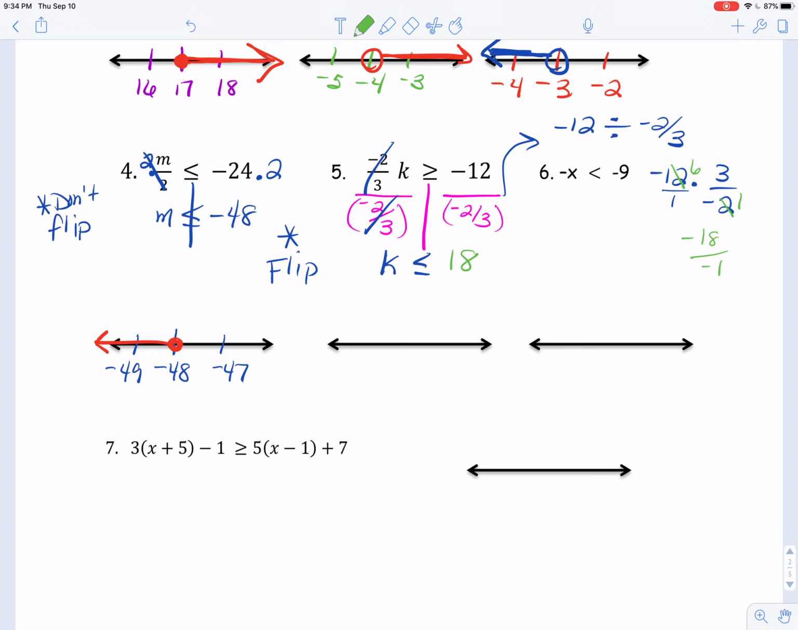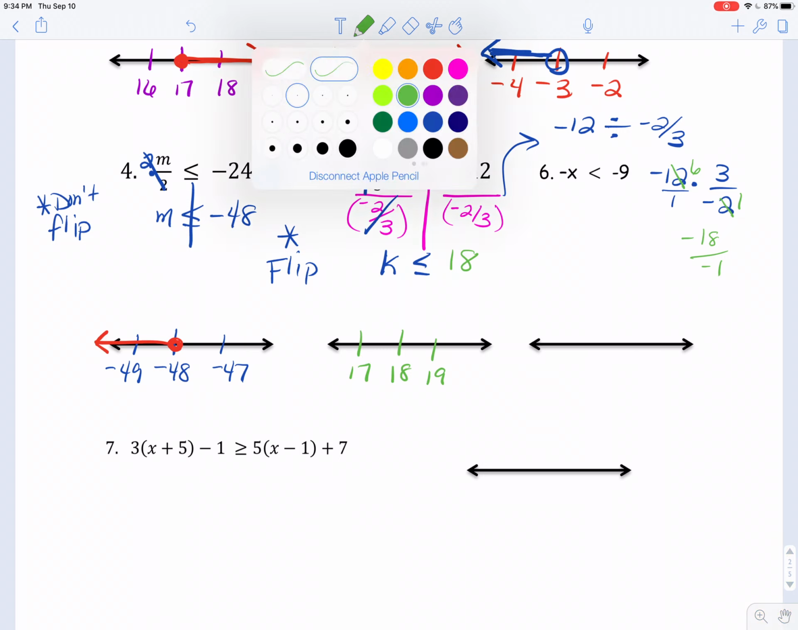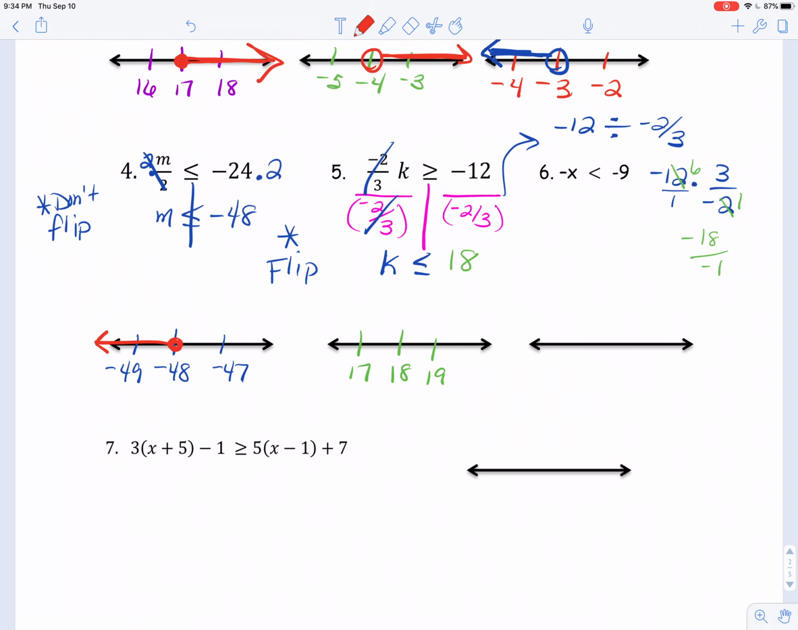All right, let's go ahead and graph this one. 18, 19, 17. All right, it's got the equal to, so it can actually be 18, and then anything less than 18.